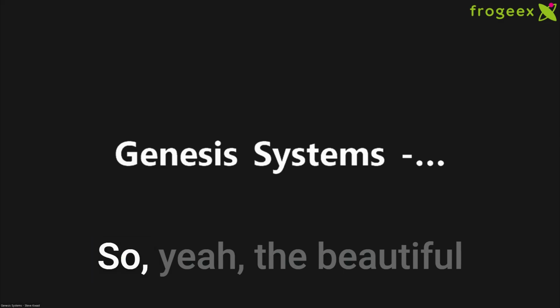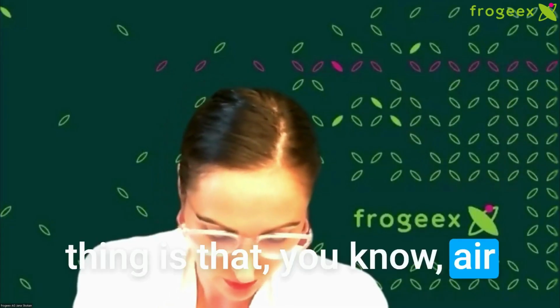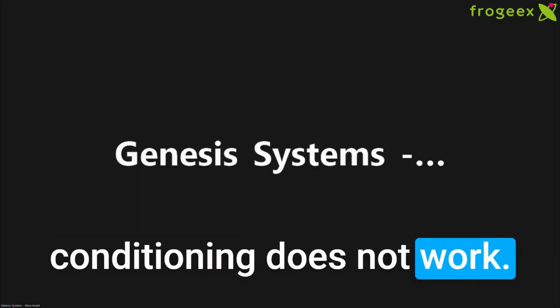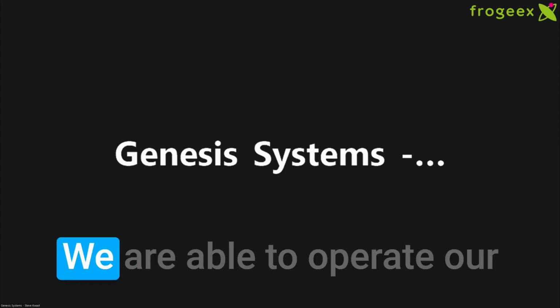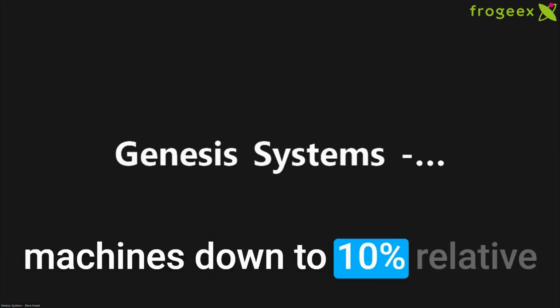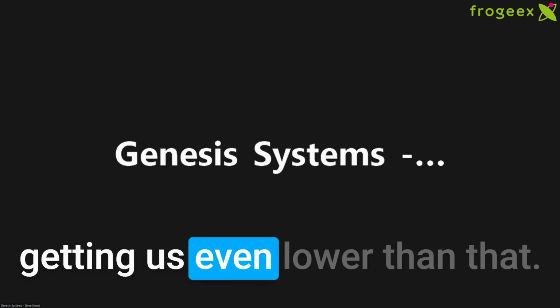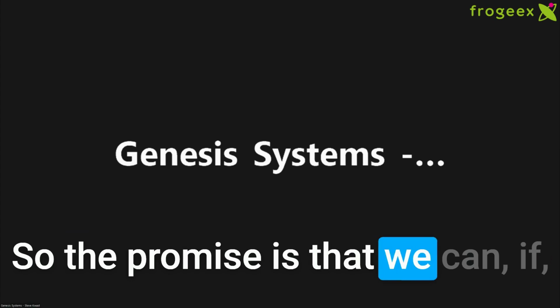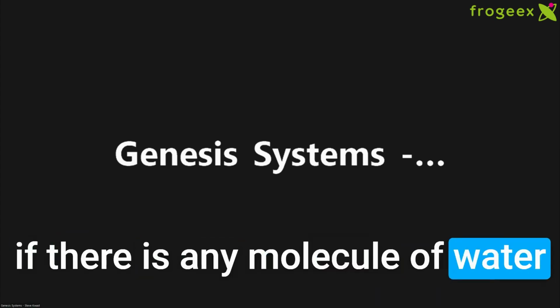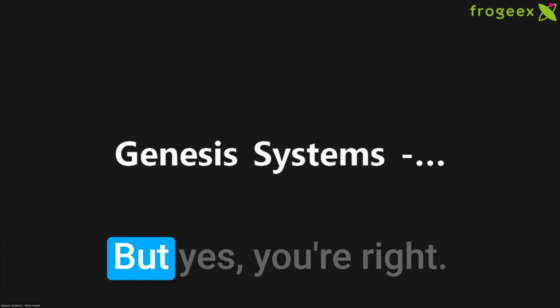Yeah. So the beautiful thing is that air conditioning does not work if there's low relative humidity. We are able to operate our machines down to 10% relative humidity, and our engineers are designing chemicals that are getting us even lower than that. So the promise is that if there is any molecule of water in the air, we can pull it out. But yes, you're right.